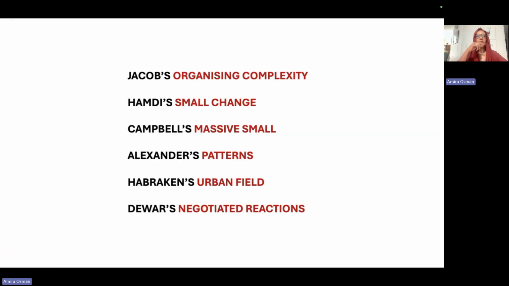In my work, I often refer to Jane Jacobs' theories of organizing complexity, Hamdi's small change, Kelvin Campbell's massive small, Alexander's patterns, Habraken's the urban field, and David Dewar, a South African planner, and his concept of negotiated reactions. And in my mind, this idea of negotiated reactions very well explains the idea of open building, distributed decision-making in a built environment.